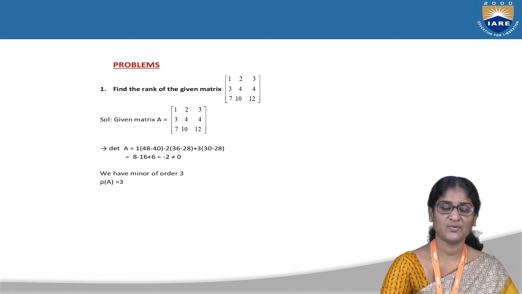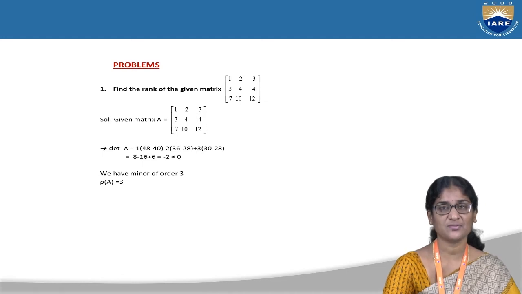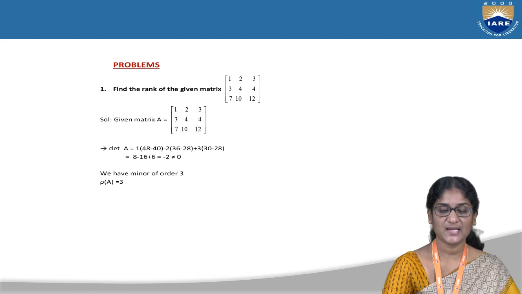Now we'll go with one example of how to find the rank. There is no rule that the matrix should be a square matrix; for every type of matrix, it is possible to find the rank. Now I have taken one example. Find the rank of the given matrix 1, 2, 3, 4, 4, 7, 10, 12.